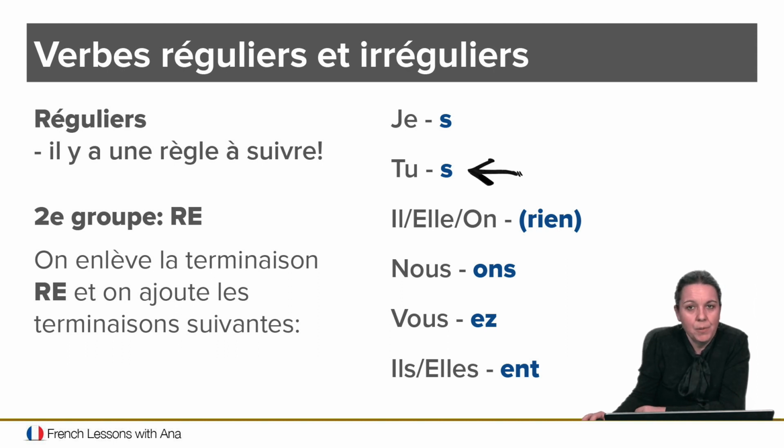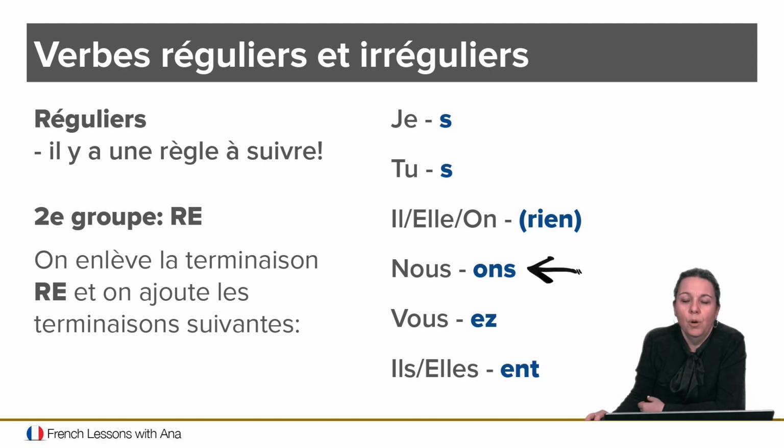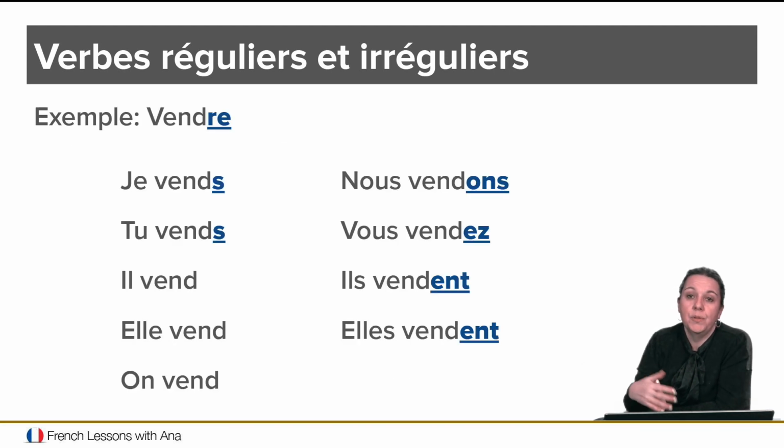For tu, the same thing, add an S. For il, elle, and on, we add nothing. That's what rien means, add nothing. So leave it as is. Leave the racine, le radical du verbe, that means that root, leave it as is, okay? Then you have for nous, ONS, just like ER, for vous, EZ, and for ils and elles, ENT, okay? And once you apply this, you see that it's the same thing as we did with marcher.